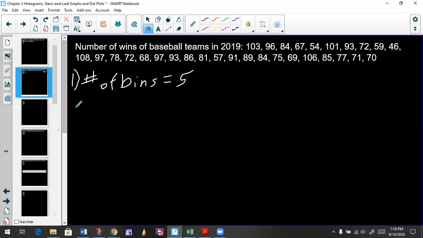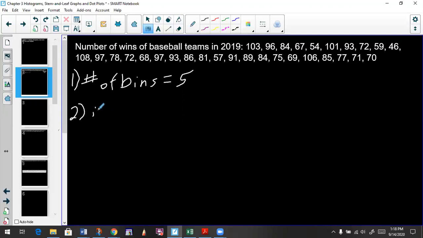You don't want too few, you don't want too many. Somewhere around 5, 6, 7, 8 is a good number. I'll tell you on a test or quiz or if I assign a problem. And then we have to determine the interval of each bin. How wide, what range of values are you going to use?